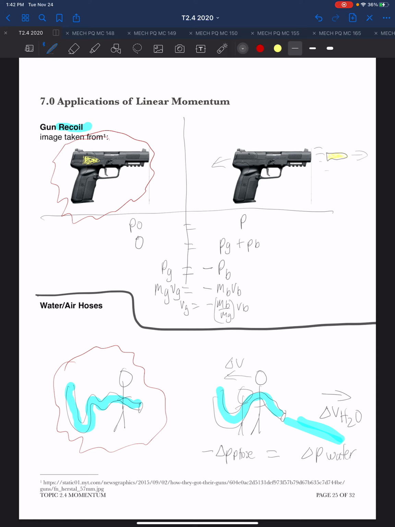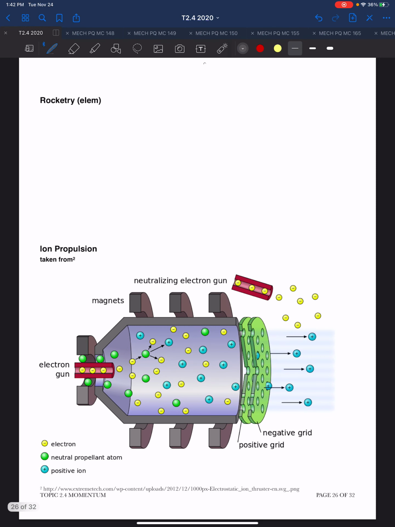And so, of course, the change in momentum of the water would be mass of the water times the change in velocity of the water. And the change in momentum of the hose would be the mass of the hose person times the velocity of the hose person. And we could do the same kind of accounting with water and air hoses. Next, we could look at some elementary rocketry. And the elementary rocketry will break down into two different types. The first one will be a balloon.